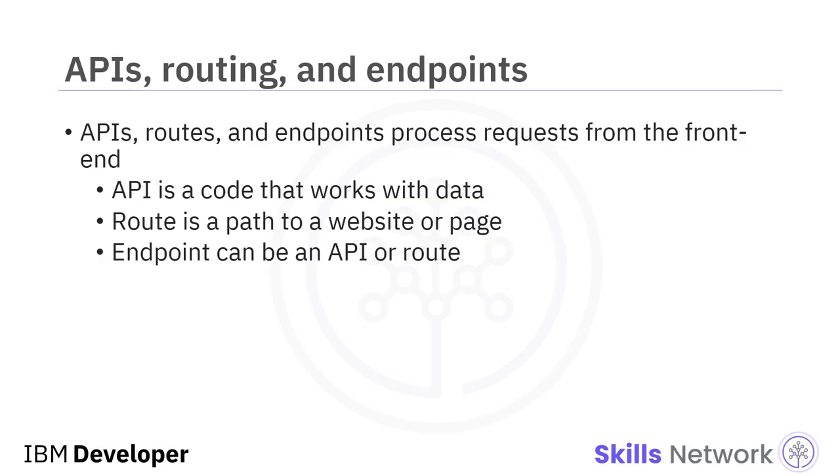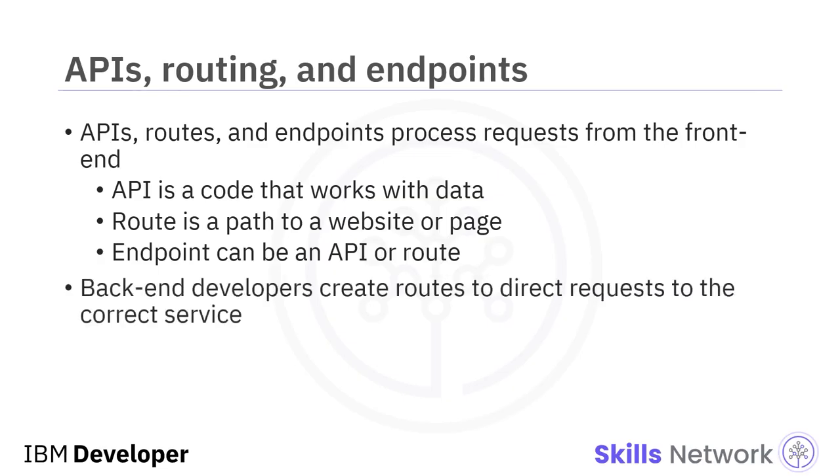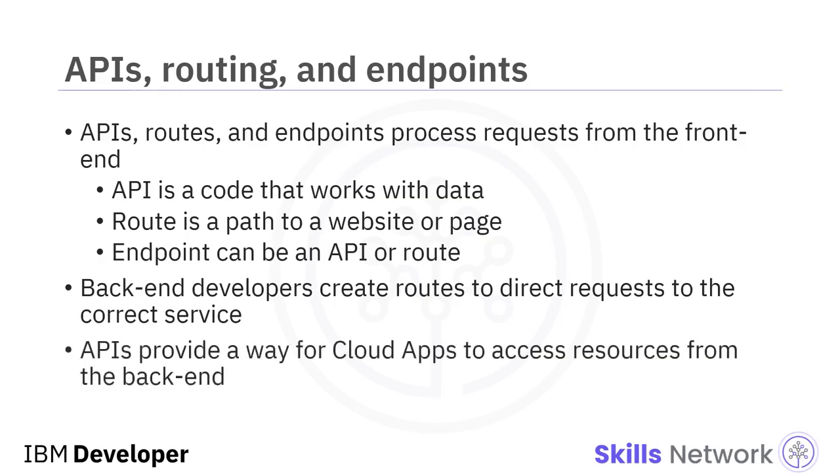When a request from the front end arrives at the back end, it is routed to the correct service. If the back end has an endpoint defined for the request by using routing, the request will be addressed and replied to. If the endpoint is missing, the server returns a 404 error. Back-end developers must create and maintain this server-side routing. Along with back-end APIs, routes effectively allow the front-end client to plug into the correct socket at the back end. APIs provide a mechanism for cloud apps, mobile apps, and other types of software to access resources from the back end.